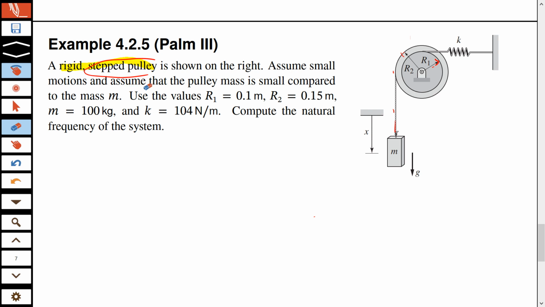Assume small motions, and assume small motion means that theta can be assumed to be small. The pulley mass is small compared to the mass m. Values r1, r2 are given, mass is given, k is given. Compute the natural frequency of the system. Okay, so for the natural frequency of the system, we need to write the equations of motion.